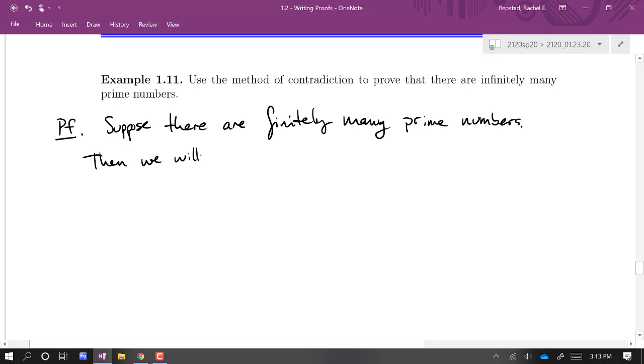Then we're going to list them. I'm going to start P1, P2, P3, all the way up to Pn. So there are n primes.